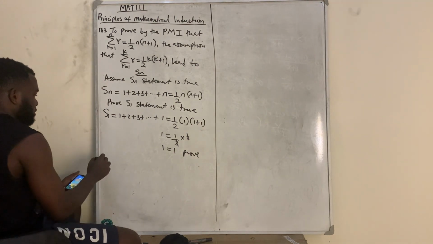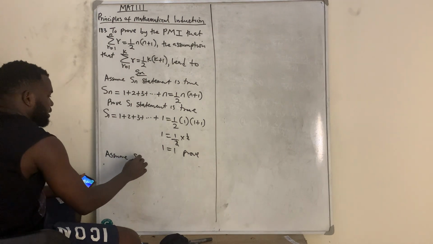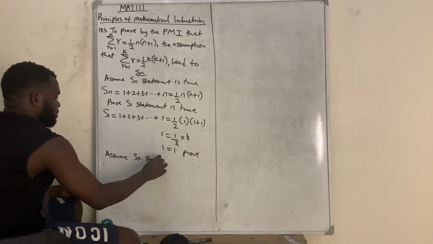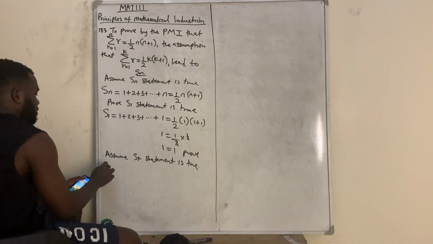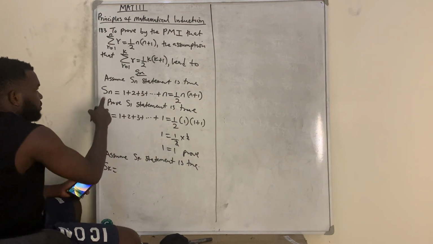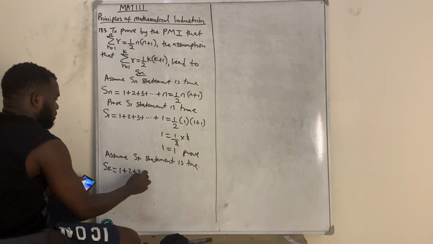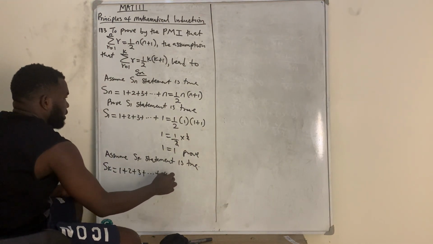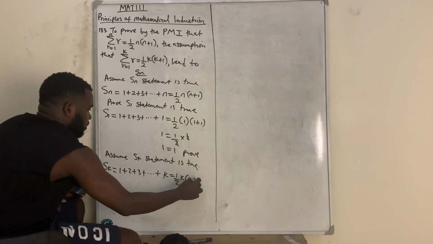So the next statement is to assume that the Sk statement is true. How do you do that? Just say that Sk is equal to, anywhere you see n in the same thing, put k. That is 1 plus 2 plus 3 plus dot dot dot plus k is equal to what? 1 over 2 k into k plus 1.